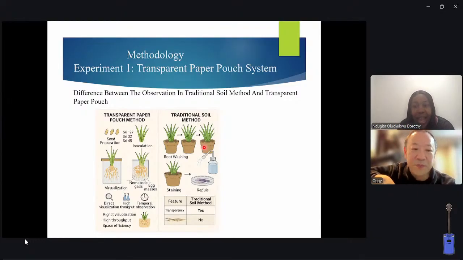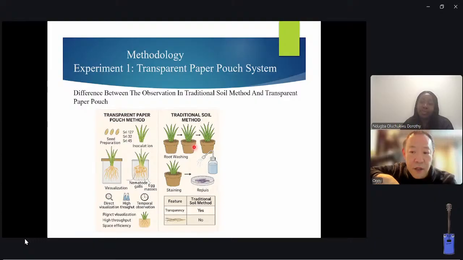Compared to the transparent paper pouch, we are planting in a paper pouch that is transparent, so you are seeing your roots, you are seeing the development. And when you want to inoculate with nematodes, you are inoculating the roots directly, and you can see it. It will enable you to monitor the progress after inoculation. But in this method, you are not seeing the roots. You have to wait till the end of the experiment to uproot the roots to check the damage that has been caused. So that's the difference.